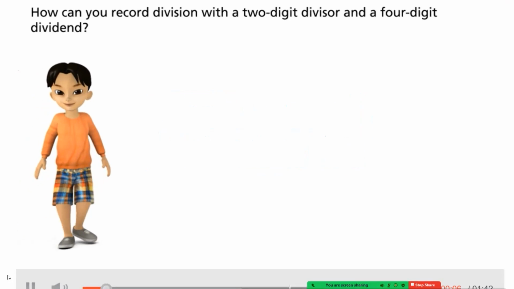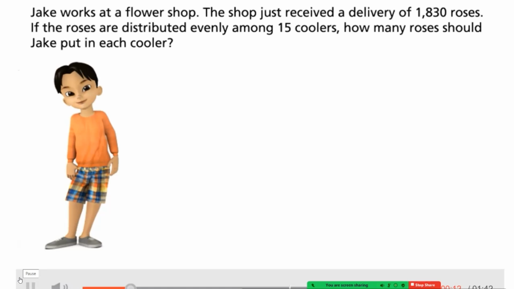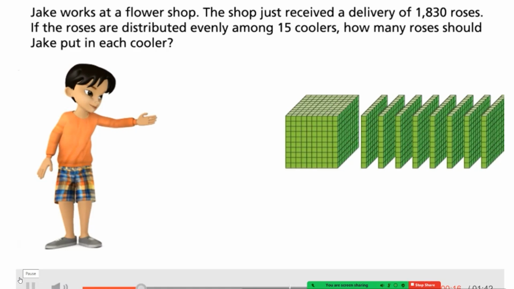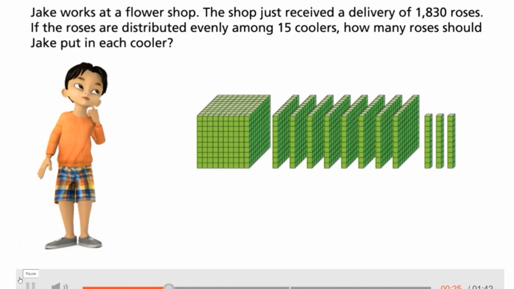How can you record division with a 2-digit divisor and a 4-digit dividend? Jake works at a flower shop. The shop just received a delivery of 1,830 roses. If the roses are distributed evenly among 15 coolers, how many roses should Jake put in each cooler?